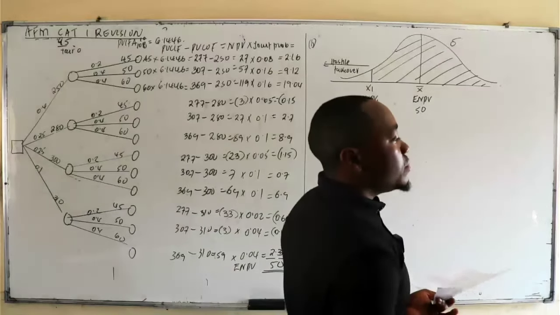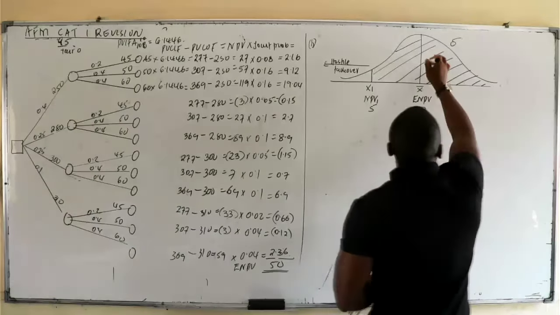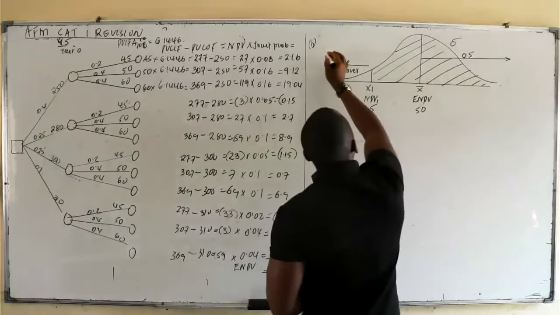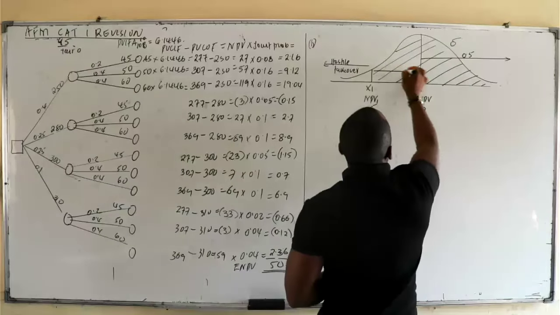Then a normal distribution is symmetrical. Symmetrical, that means half-half. All these, the probability is 0.5. All these, the probability is 0. But what we need, first of all, we need this probability.